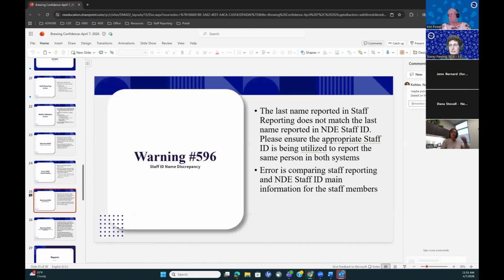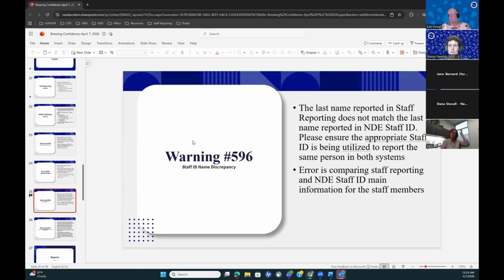The next one is the last name reported in staff reporting. So what is happening is staff reporting and NDE staff ID are looking at each other. And if the staff reporting name and the NDE staff ID main information is not the same, it's giving you a warning saying that this might not be the same person because they don't have the same names.